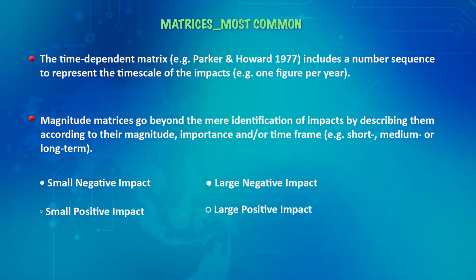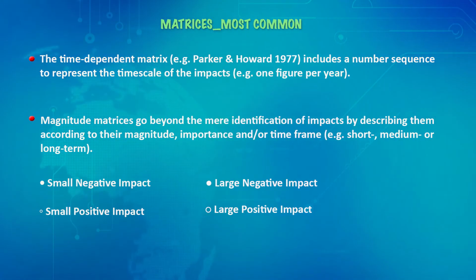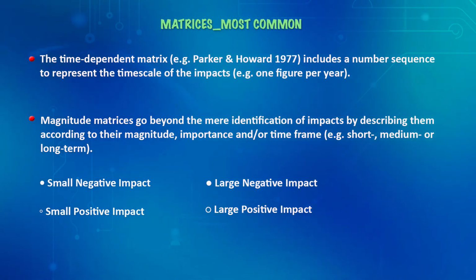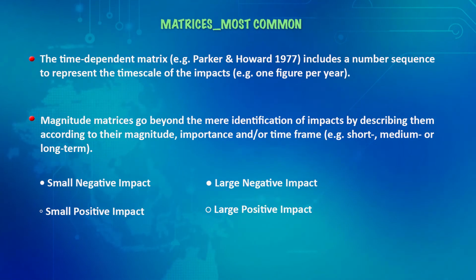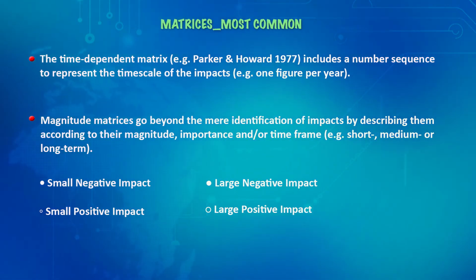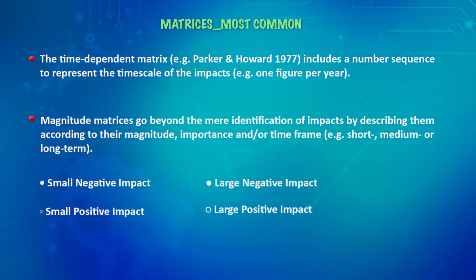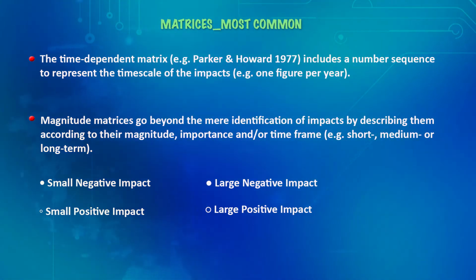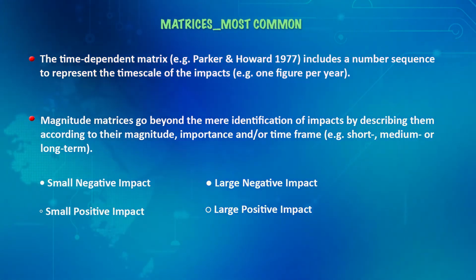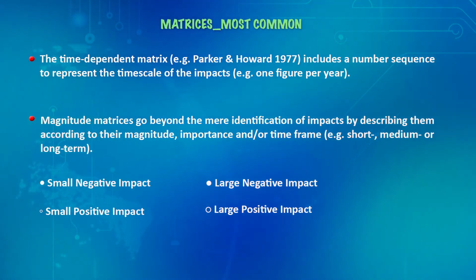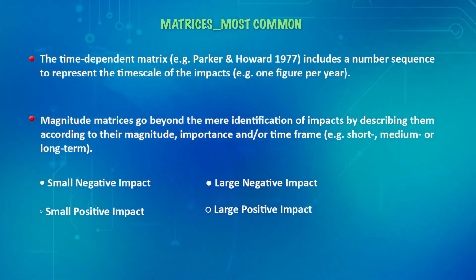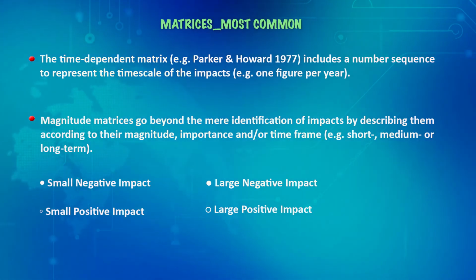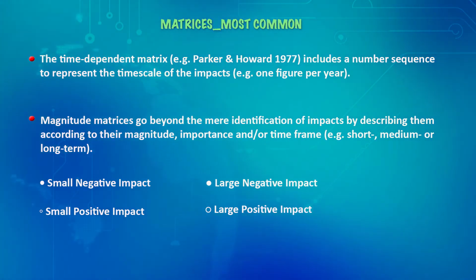The next one is the magnitude matrices. When you talk about magnitude matrices, again it is beyond the mere identification of impacts. It describes the magnitude, the importance and also the time frame. So everything has been included in these magnitude matrices. For example, if it is a negative impact, we can have a small symbol, and for a positive impact, we can have our own identification marks. These are the basic things about the magnitude matrices.